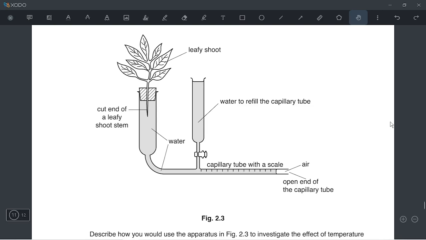The cut end of the shoot will absorb water, and this water will be lost from the leaf part, right? So water will be moving here, and due to this the air will also move ahead. The distance covered we can easily calculate. Then we can send the air bubble back by turning this tap on, this knob on, so that water from this reservoir can push it back.